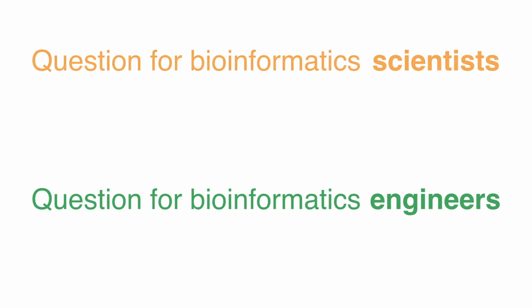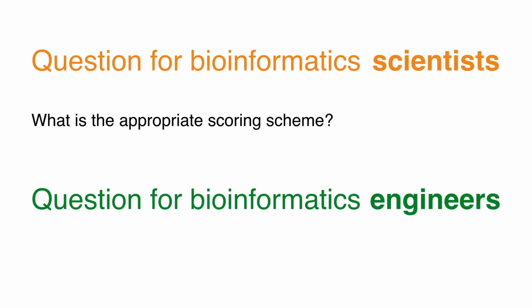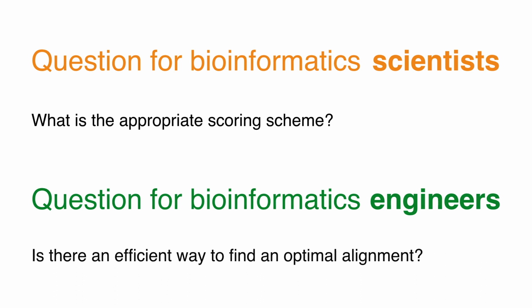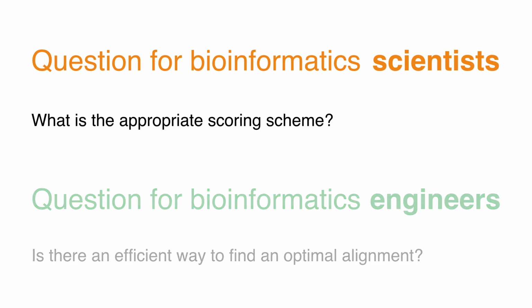To summarize, we are presented with two important dilemmas. What is the appropriate scoring scheme? And whether there is an efficient way to find an optimal alignment. An answer to the first question is provided by the substitution matrices, which are discussed in the next module. And in subsequent modules, we examine some algorithmic solutions to the problems of finding an optimal alignment.